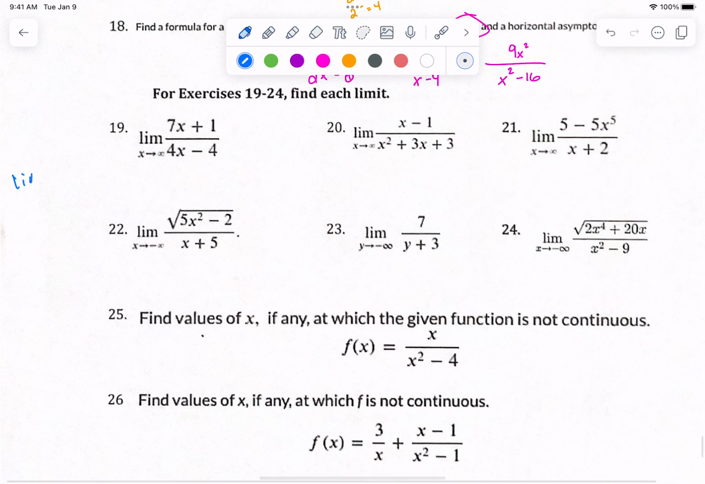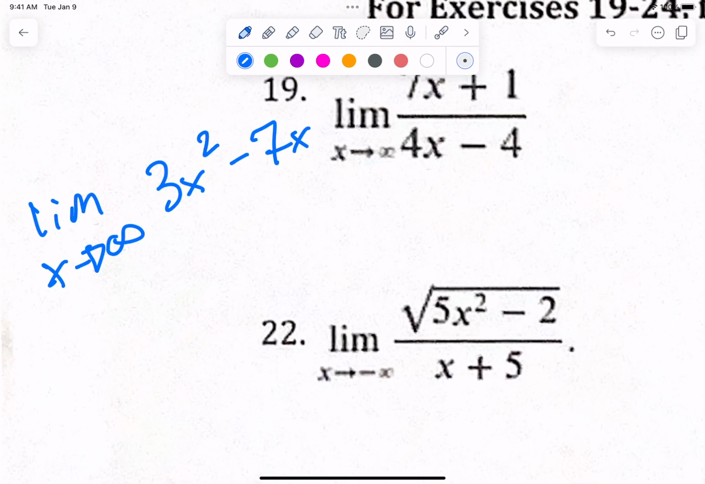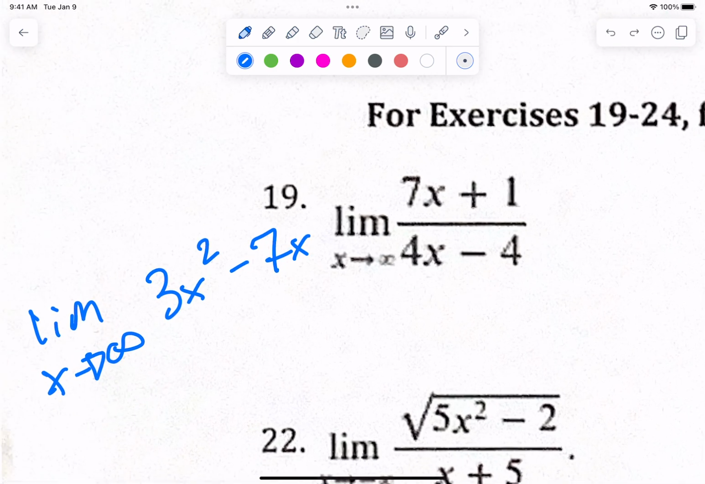If I say the limit as x goes to infinity of 3x squared minus 7x, that's not a rational function. That is a polynomial. A rational function is like one of those over top of another one of those. It could be 3x squared minus 7x over 3x squared minus 7, or anything other than that, as long as they have x's in the top and the bottom. That's what a rational function would be. Or like 1 over x. That's a rational function.